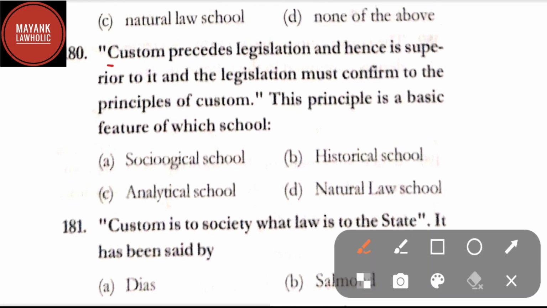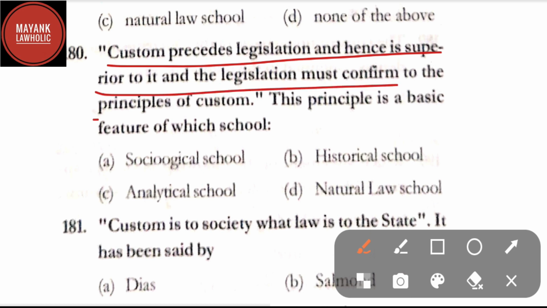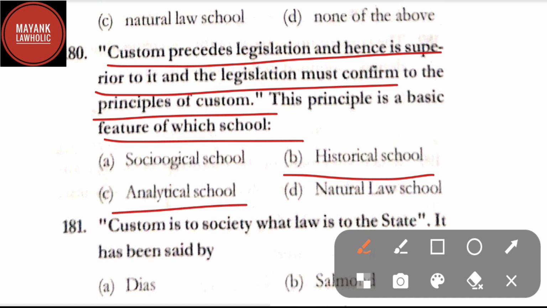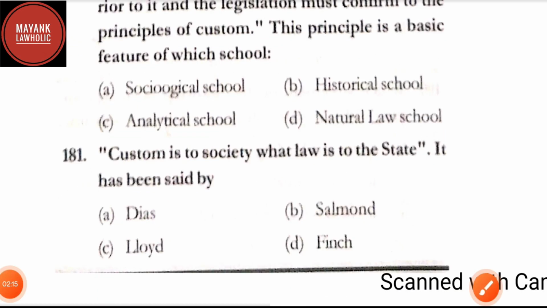Question number 180. Custom precedes legislation, hence is superior to it, and a legislation must conform to the principles of custom. This principle is a basic feature of which school? Option A, sociological school. Option B, historical school. Option C, analytical school. And option D, natural law school. Here correct answer obviously is the historical school of jurisprudence.